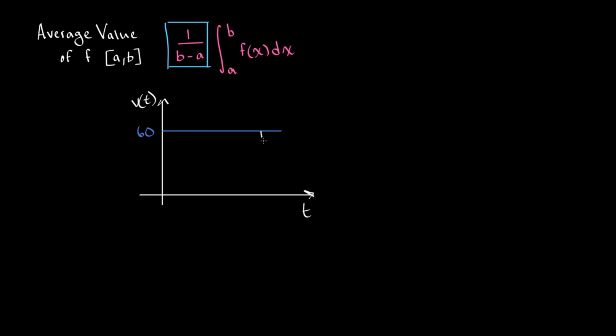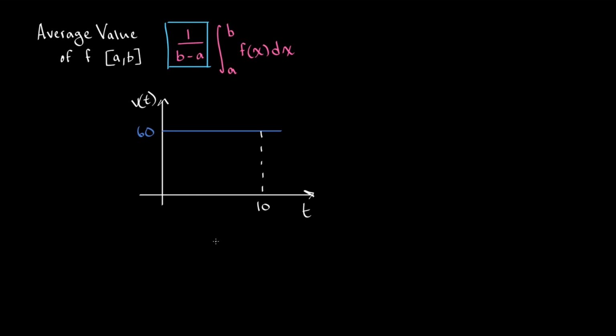And maybe we look at a 10-hour time interval here, and we say, over these 10 hours, on average, how fast were you going? And you would say, well, duh, I didn't change my speed at all. I obviously, on average, was going 60 miles per hour. And you'd be exactly correct, and that is what matches our intuition. But this is the exact reason why this 1 over b minus a term needs to exist.